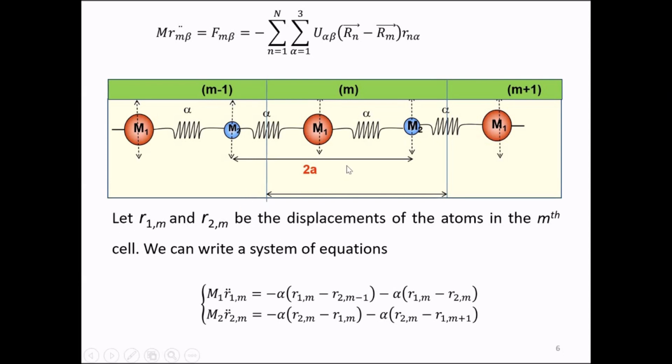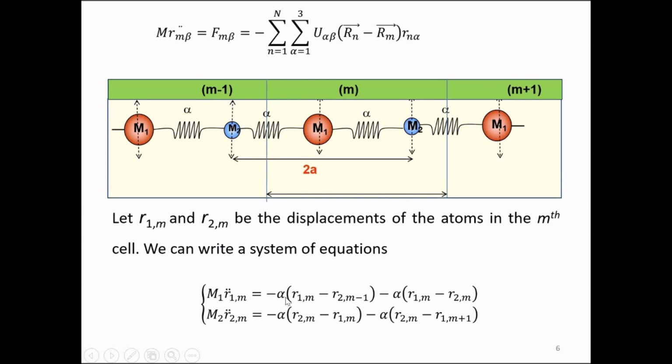Now we know how to consider the system, and we have two atoms with different masses. So we have to write two equations, because two equations for two atoms. The atoms are different, so we have to find the two equations. We first write the equation for M1 in the cell M.